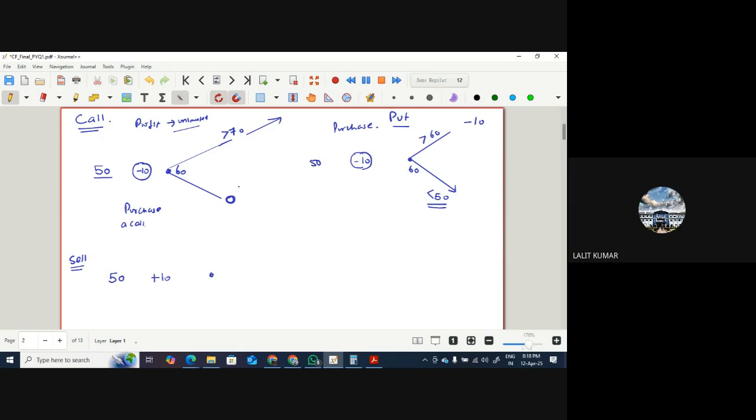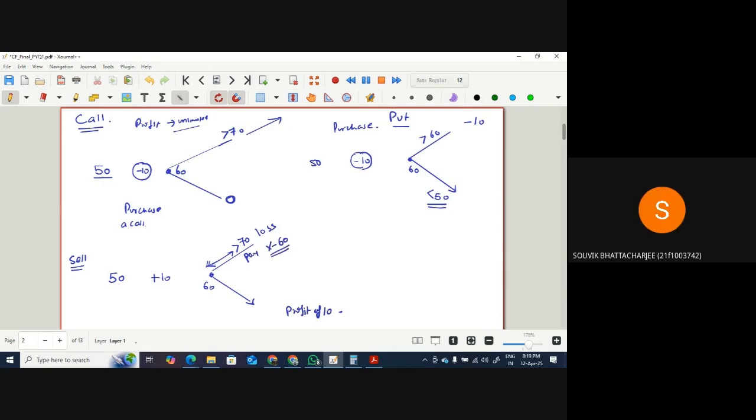The strike price is rupees 60. If it is less than 60, I am making a profit of 10. And if it goes above 70, then only I will make a loss. Otherwise, from 60 to 70, I am again at profit. Is this okay? So I have to pay the amount X minus 60.